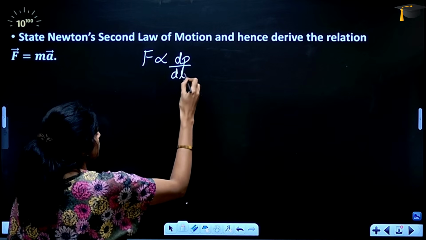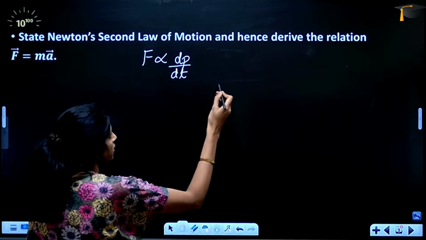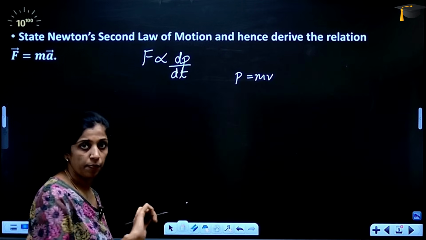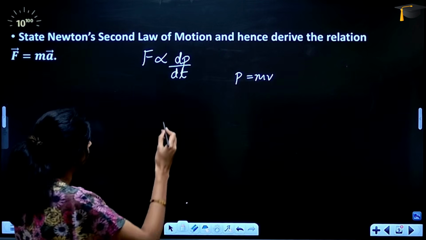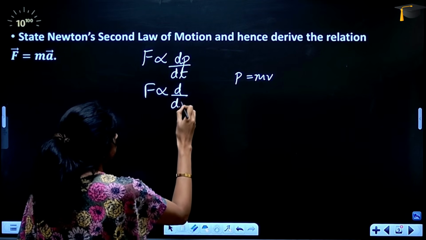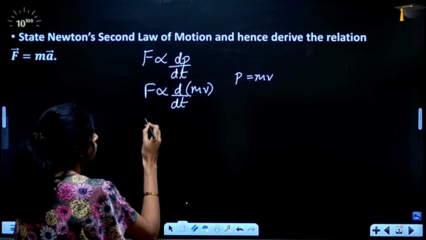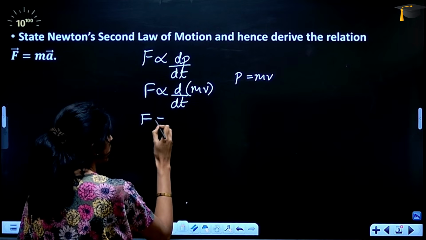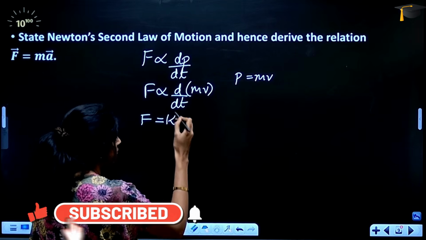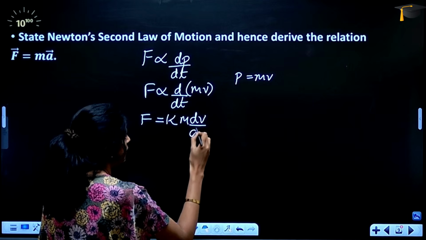You can take delta P by delta T, or you can take the differentiation dP by dt, where P is nothing but the product of mass and velocity. You can substitute that over here. So d by dt of P is mass times velocity. Now, force is directly proportional, or in place of proportionality you can put a constant k. Since mass is constant, keep it outside the differentiation. So you will get dV by dt.